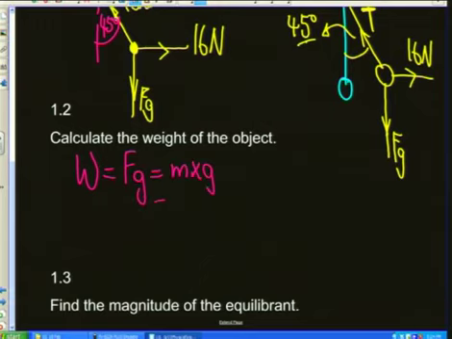Now, there is a reason why you had to find the weight, because the next question would want you to use that weight. It says here, find the magnitude of the equilibrant. Now, the magnitude of the equilibrant, if you go back here, this is in equilibrium. It is stationary there, no movement, no resultant force acting on it.